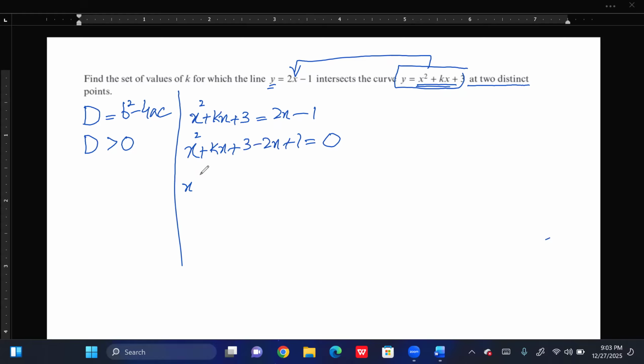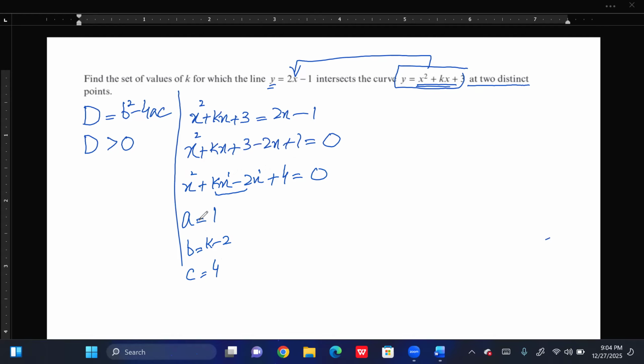Now, let's collect the like terms. We have kx and 2x, which are like terms. 3 and 1 are going to be added. It becomes 4. From this quadratic equation, a represents the coefficient of x squared, which is 1. b represents the coefficient of x, but we have another x term, so let's combine the two numbers and write them in b. Similarly, c, the remaining term which has no x, is 4. I write 4 here.